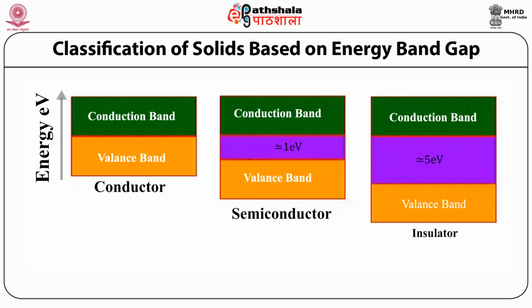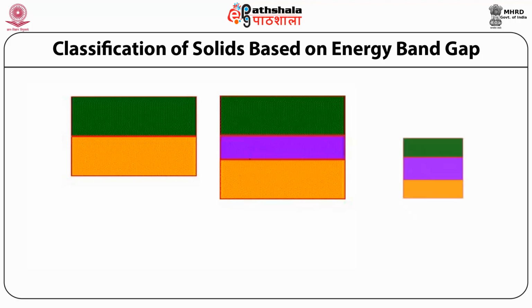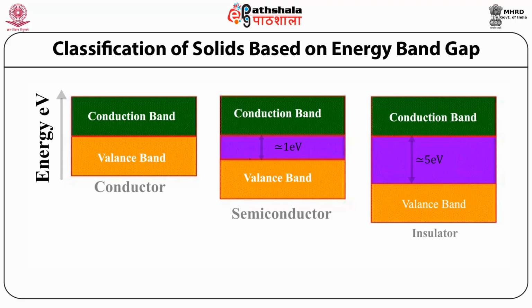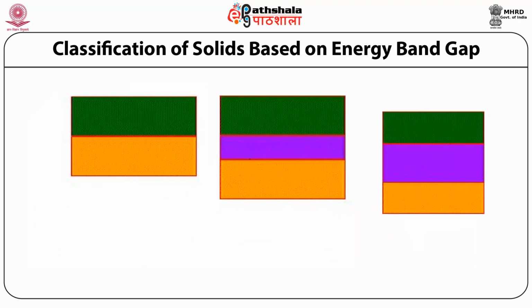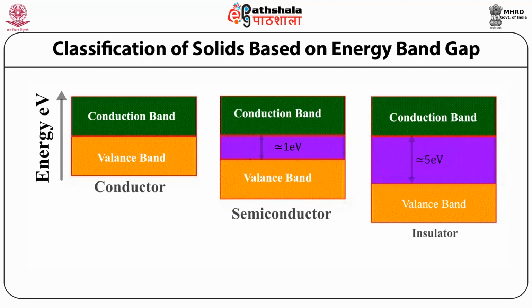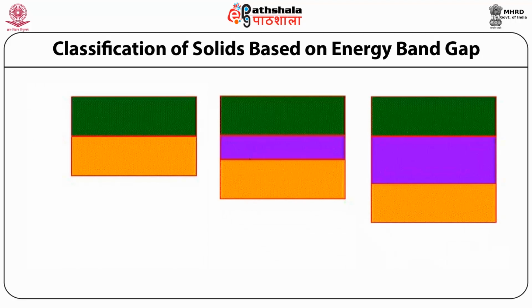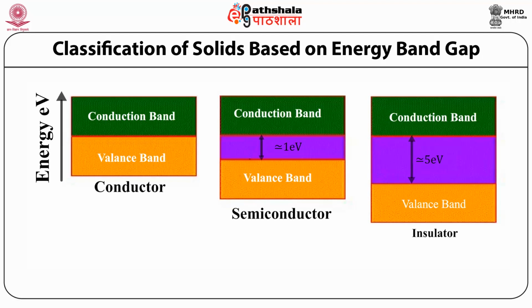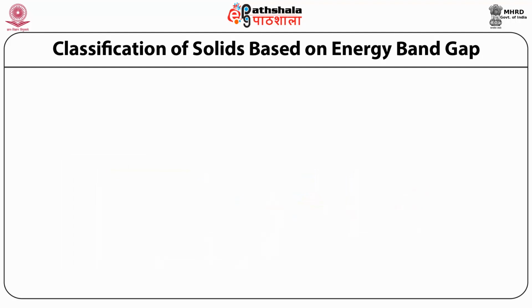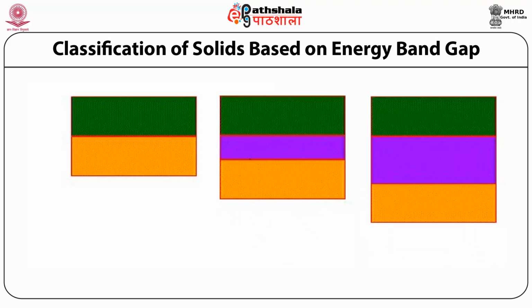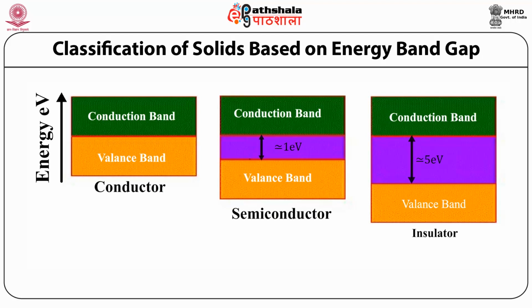Let us look at the classification of solids based on energy band gap. Based on the band structure, solid materials are characterized in three parts: metal conductors, semiconductors, and insulators. If the band gap is of the order of 0 electron volts, the materials are called metals. If the energy band gap is of the order of 1 electron volt, then the materials are called semiconductors, and insulators have a band gap greater than 3 electron volts.